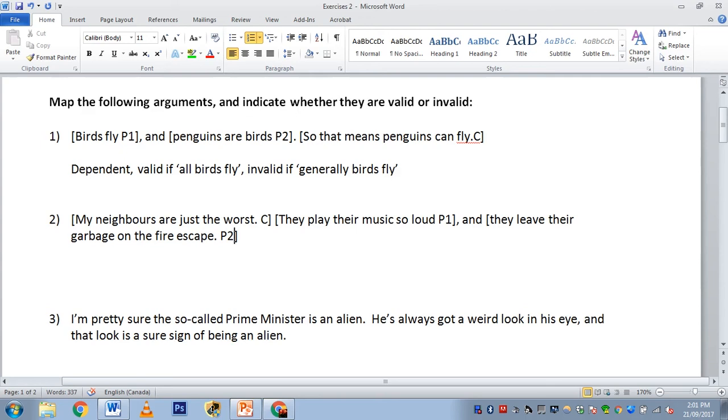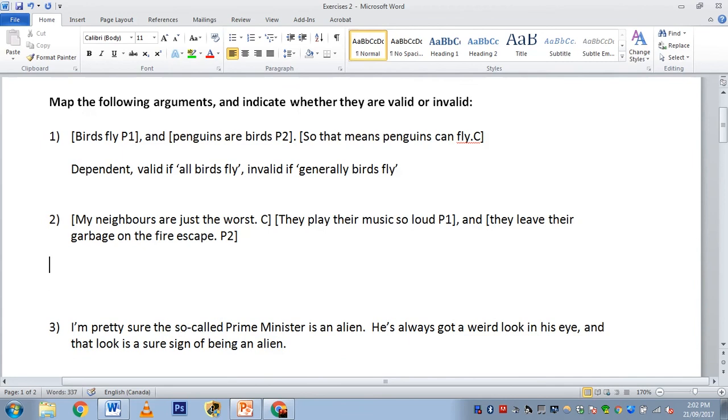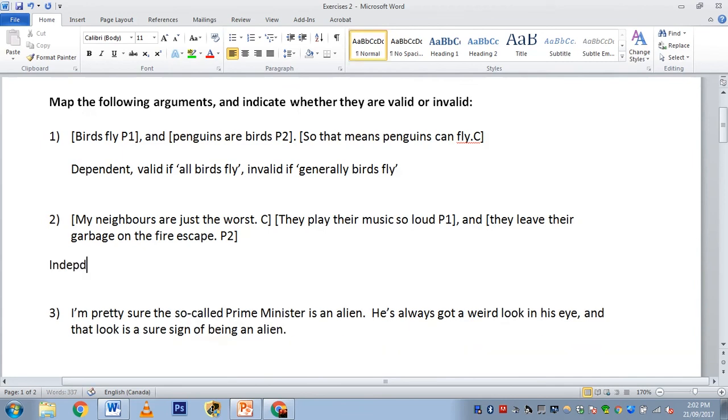Okay, so my neighbors are just the worst. They play their music so loud, they leave their garbage on the fire escape. Now, is it a dependent or independent relationship between those two premises and the conclusion? I would say independent, right? Either one of those things would be at least reasonable evidence that the conclusion is true, or at least it should raise the credibility you give to the hypothesis that the conclusion is true.